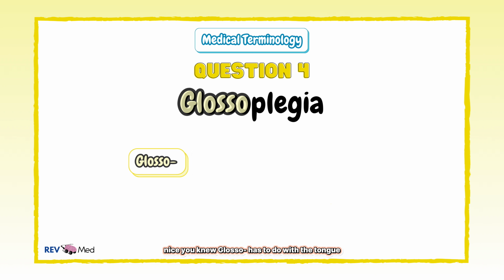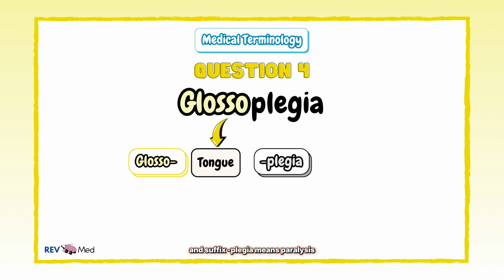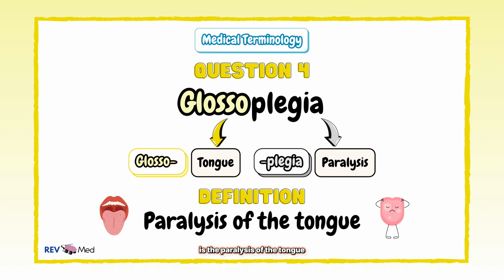Question 4. Glossoplegia. Nice, you knew glosso has to do with the tongue, and suffix plegia means paralysis. Great, glossoplegia is the paralysis of the tongue.